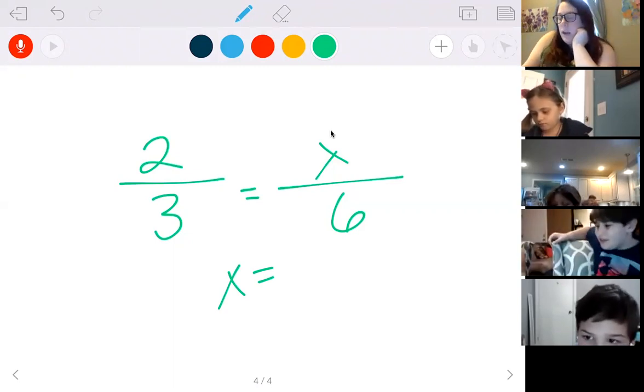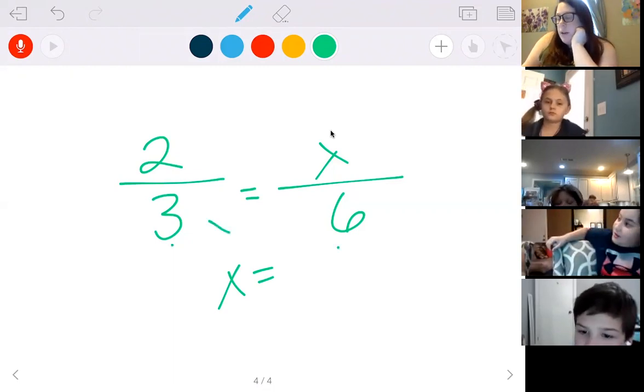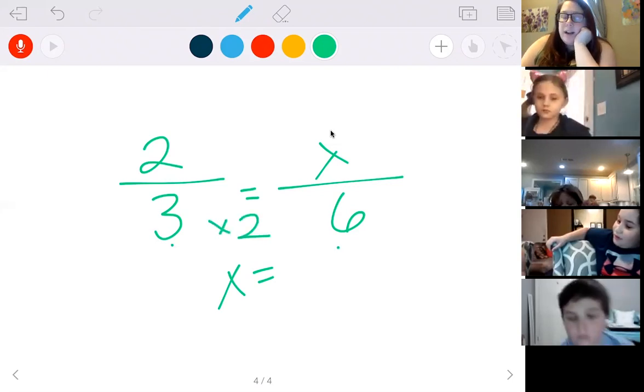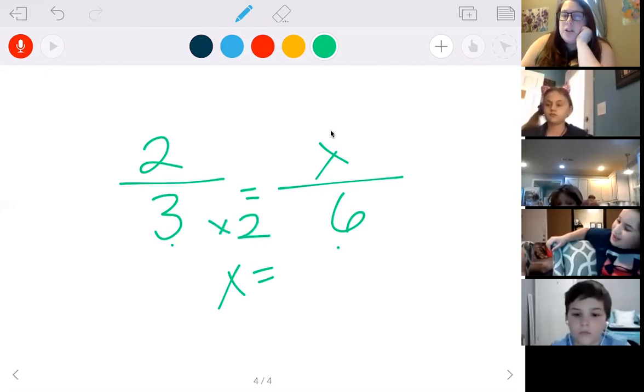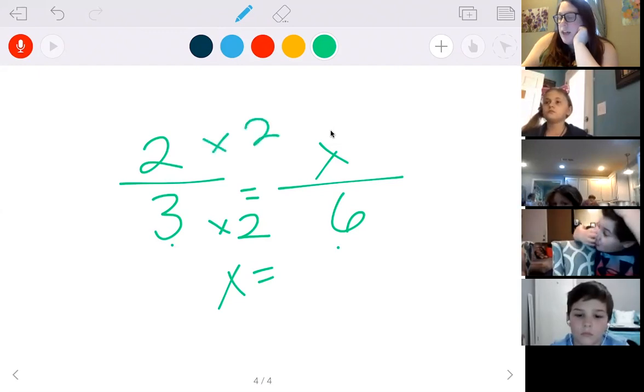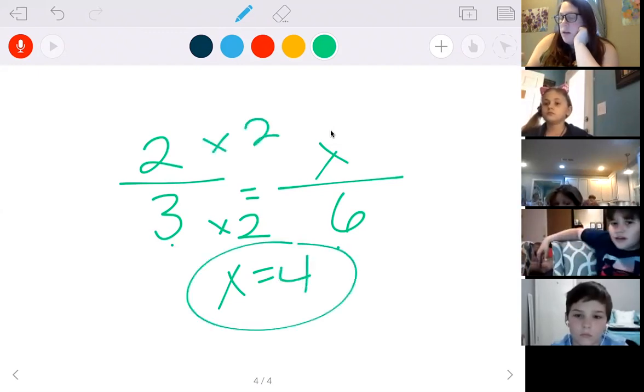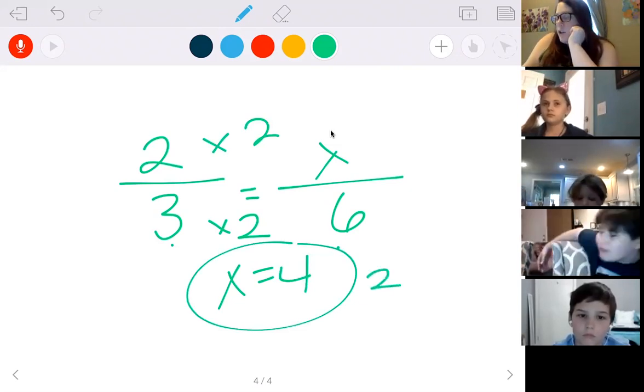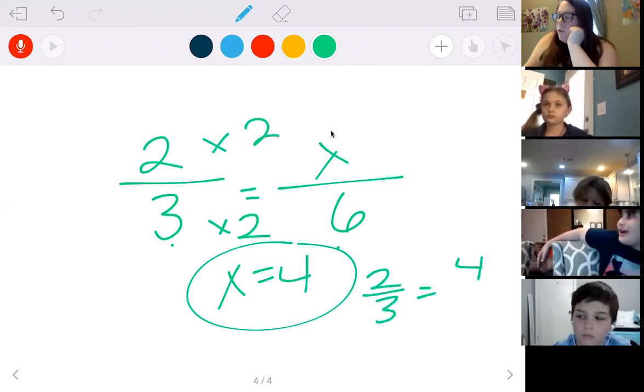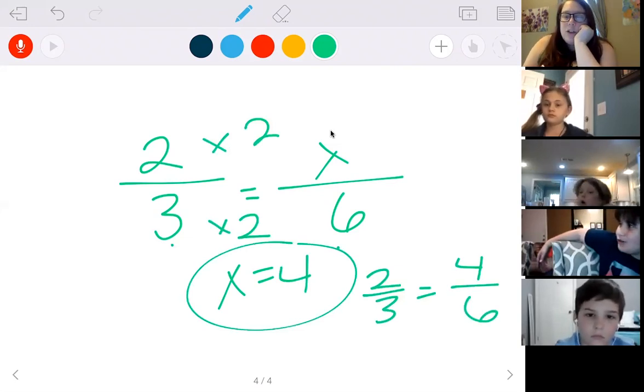Okay, so let's look at it. 3 times 2 gives me 6, and I always write it down in the middle. I think that helps you to remember. So then 2 times 2 is 4. So x equals 4. So that tells me that 2/3 is also equal to 4/6. If I were to draw them out, it would be the same.